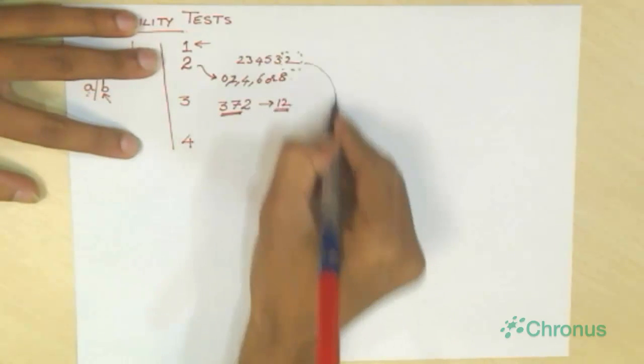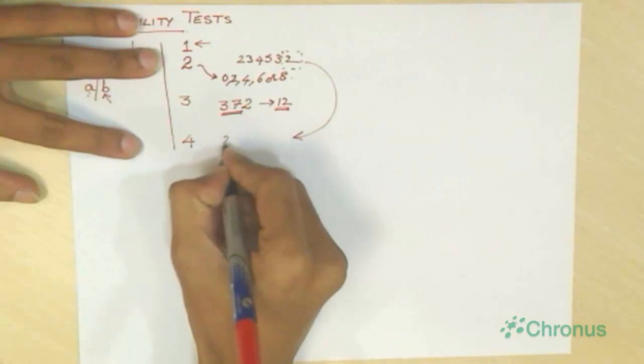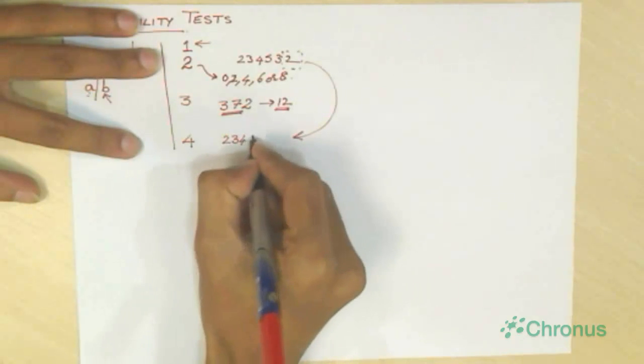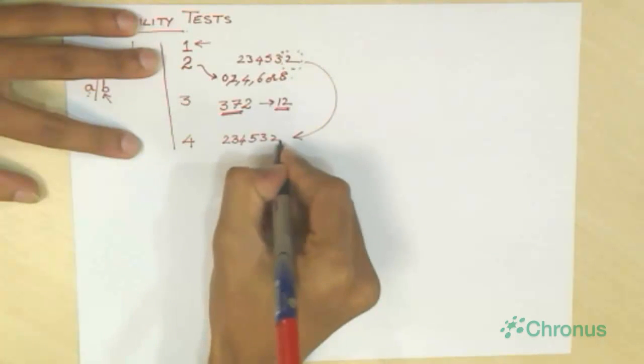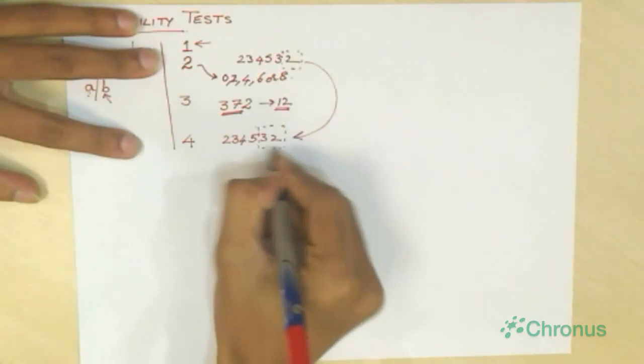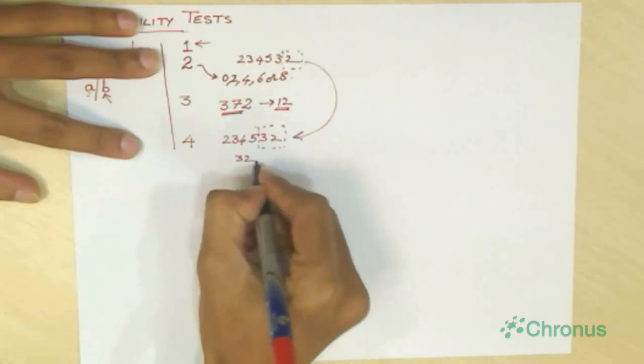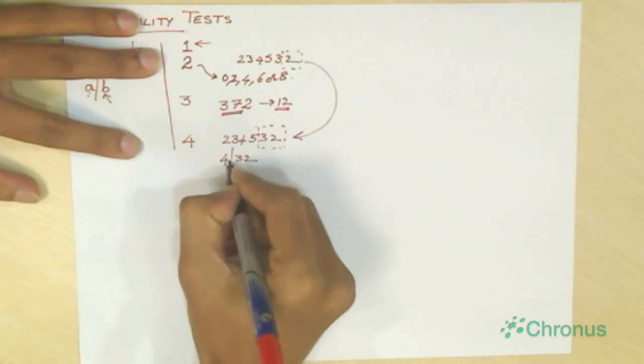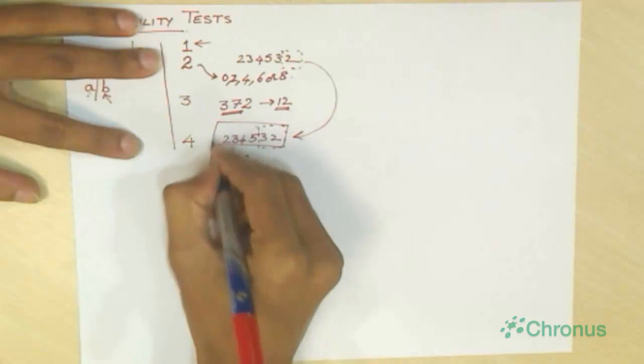So let's take the same number as we took for 2. The number is 2, 3, 4, 5, 3, 2. Take the last 2 digits. So consider the number formed by taking the last 2 digits, 32. 32 is divisible by 4. So the whole number is also divisible by 4.